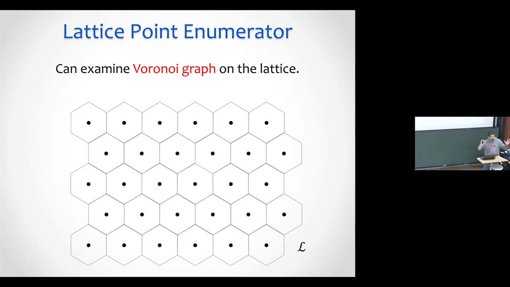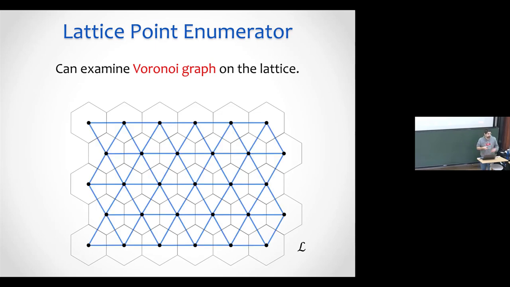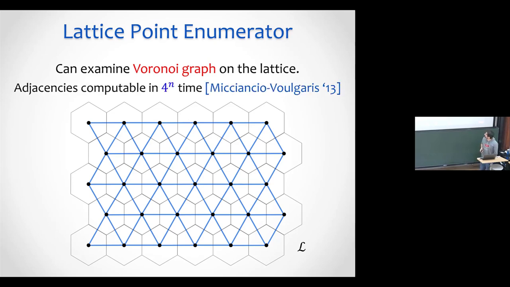It gives you a polytope. It turns out to have at most 2 times 2 to the n facets. And it gives you this face-to-face tiling of space. From this face-to-face tiling, you can build a graph. Basically, when any two tiles share a facet, you connect them by an edge. And the Voronoi-based algorithms for L2 problems essentially compute all of the edges of this graph.